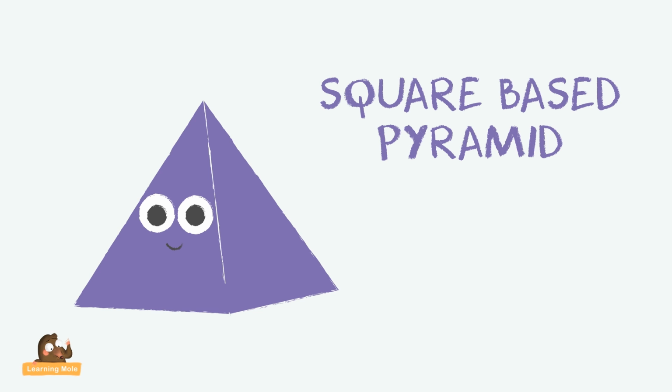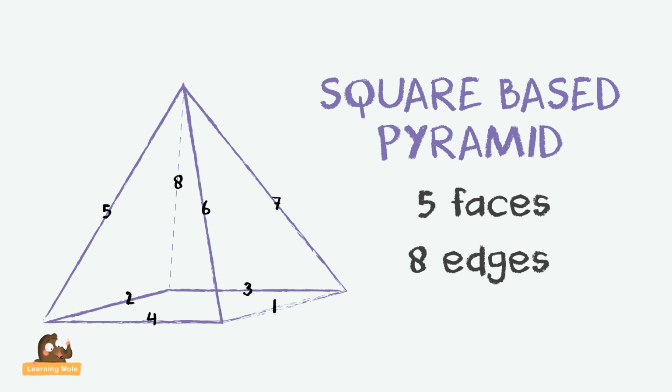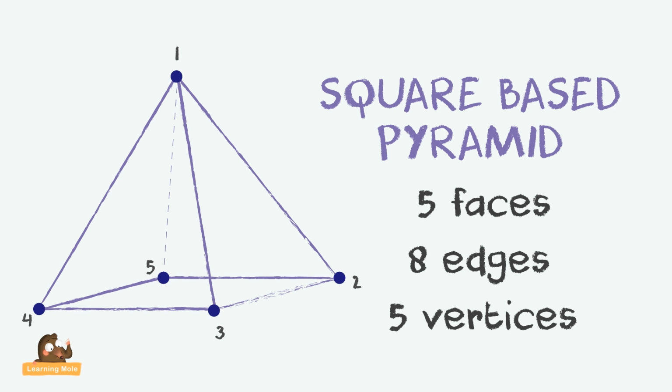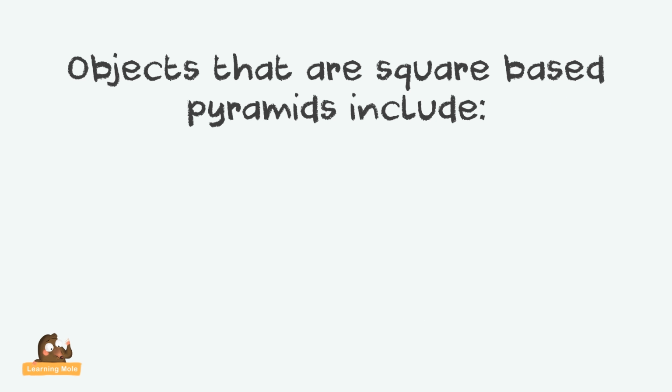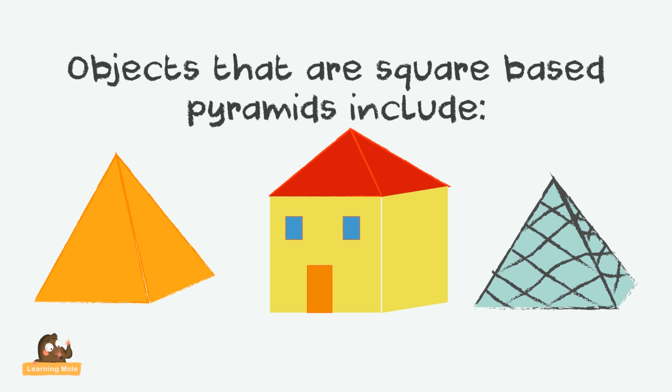Square-base pyramid. A square-base pyramid has 5 faces, 8 edges, and 5 vertices. Objects that are square-based pyramids include pyramids in Egypt, a roof, the Louvre, Paris.